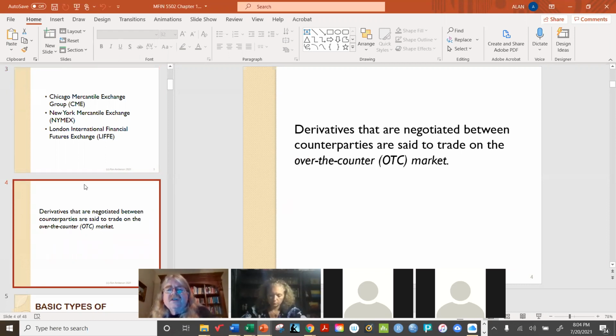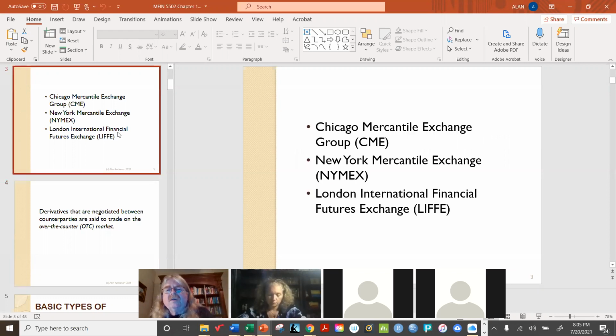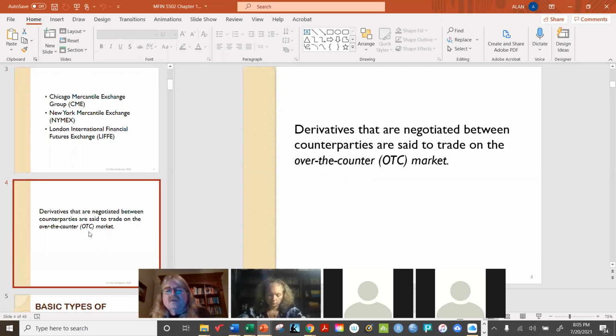Now, if we don't go to an exchange, we can go to the so-called over-the-counter market, where the derivatives can actually be customized for our purposes. This is where it gets really interesting. The ones that are available on these exchanges are standardized products. There's only so many that they have, and you have to pick one of them. This is where they can be customized.